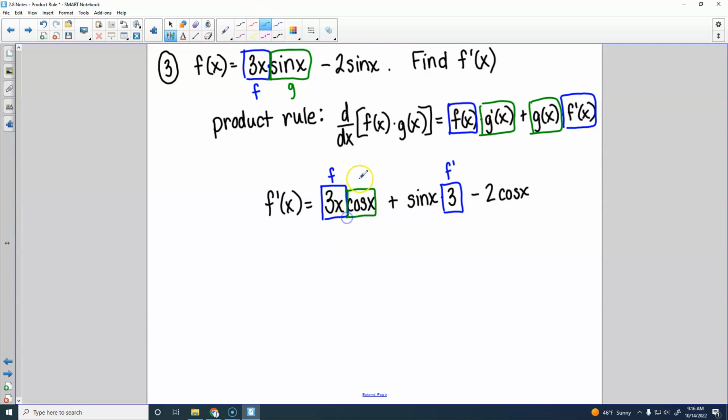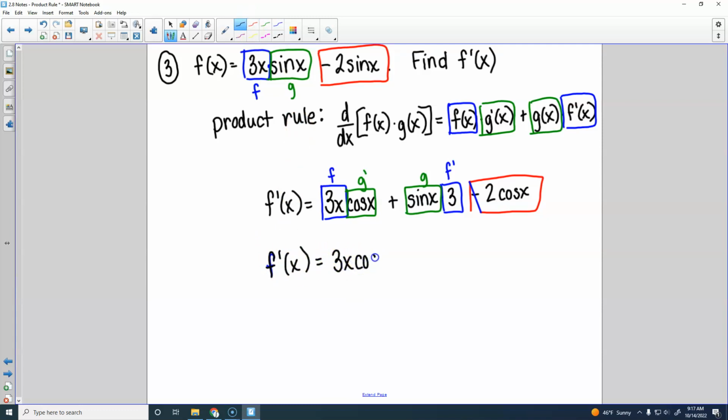This part right here was our g prime. Right here was our g. And then this negative 2 cosine x over here, that just comes from the derivative of that extra part. It does not require the use of product rule. And so there's not really anything you can do with this. You probably would just clean it up just a tiny bit.